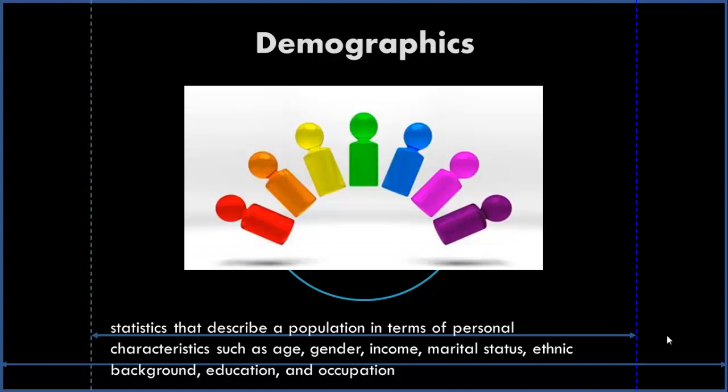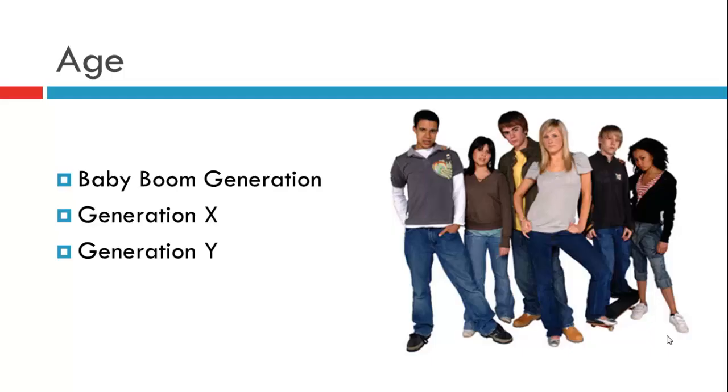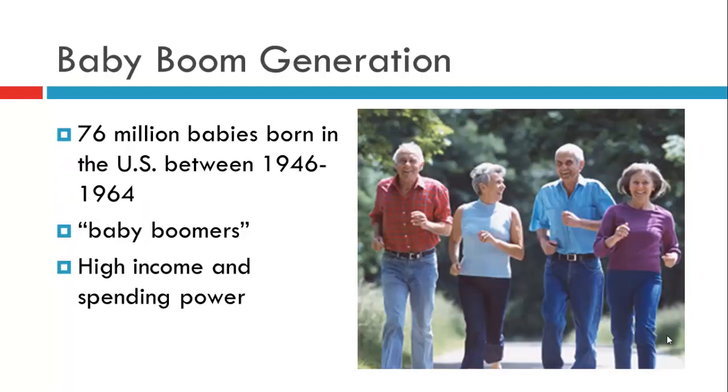Demographic factors help to define a target market for a company wanting to sell its products. Demographics are statistics that describe a population in terms of personal characteristics such as age, gender, income, marital status, ethnic background, education, and occupation. Marketers can easily use age to segment the market by creating age ranges. Common labels used to segment the population by generation are the baby boom generation, Generation X, and Generation Y.